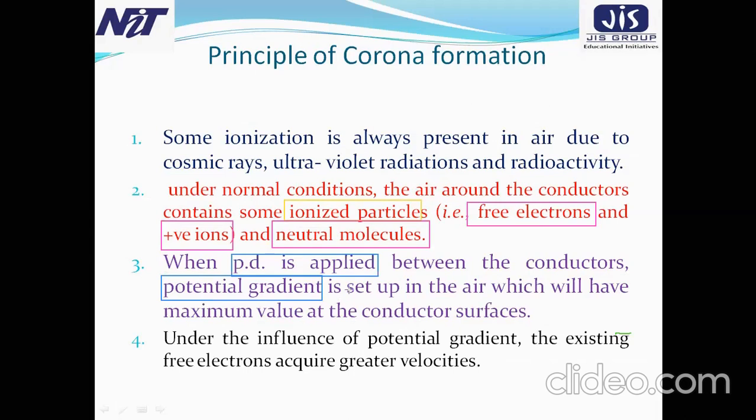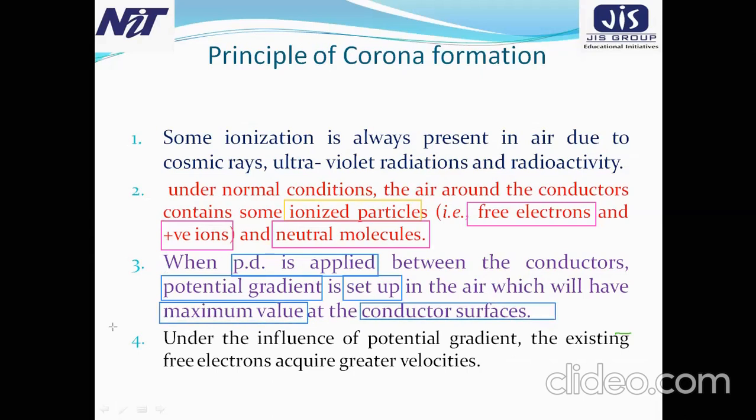What is set up? The potential gradient is set up in the air, which will have its maximum value at the conductor surfaces. So on applying the potential difference between the conductors, a potential gradient is set up in the air, which will have maximum value at the conductor surfaces. The maximum value will appear at the conductor surfaces.